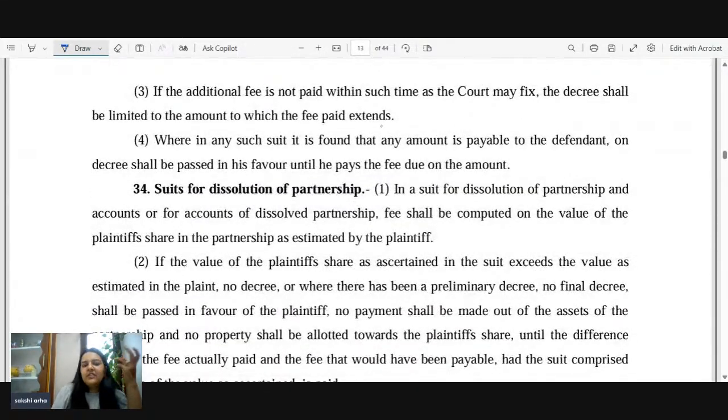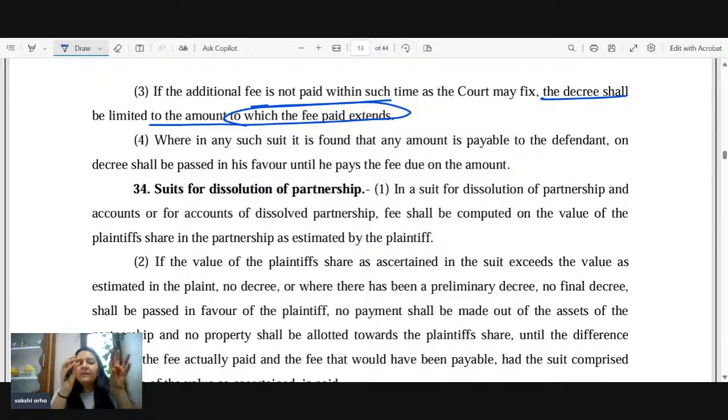Now same thing, if it is not paid within time, then the decree shall be limited to the amount to which the fee is paid. अगर additional उतने time में नहीं करते तो decree सिर्फ उतने तक का आपको payment मिलेगा जितना आपने pay कर दिया है. Okay, now when in any such suit it is found that any amount is payable to the defendant on the decree, shall be passed in his favor until he pays the fee due.